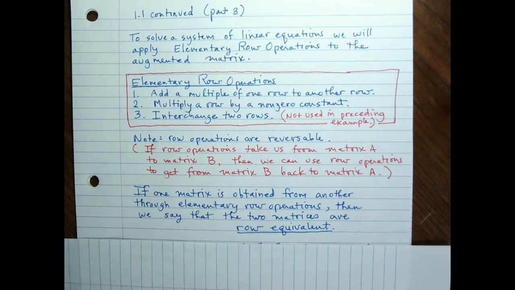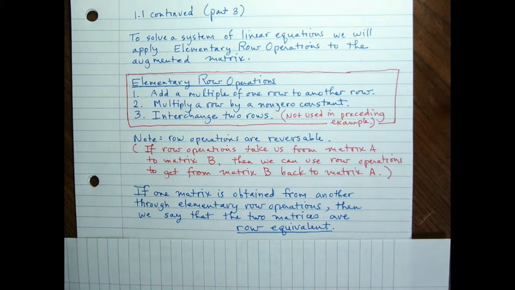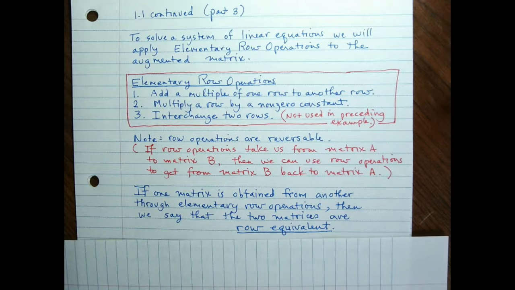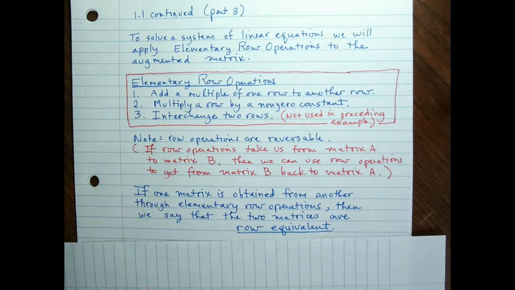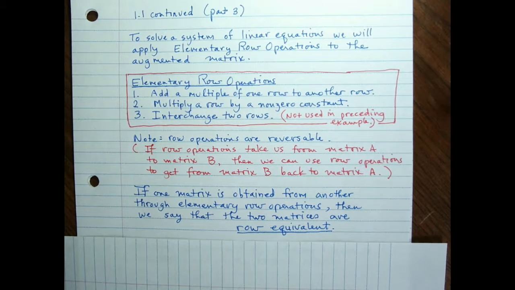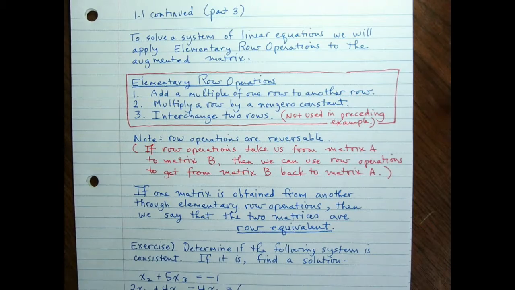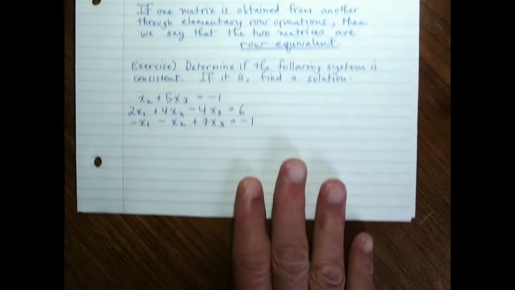Also, if one matrix is obtained from another through elementary row operations, we say the two matrices are row equivalent. We'll use that phrase a little bit more as we go through the course. So let's look at one more example, one more problem.